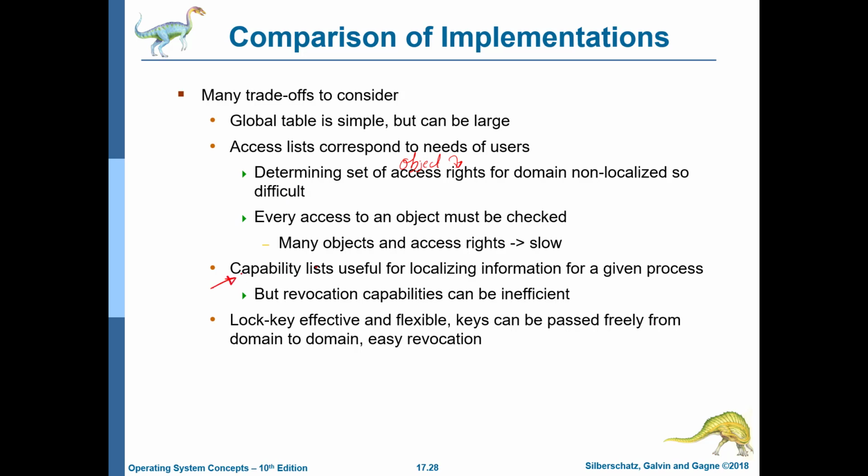Capability lists, on the other hand, are useful for localizing all the information of a given process. So anytime that we run a process, we can load its capability list into memory and then quickly check if it has access to a given object or not.